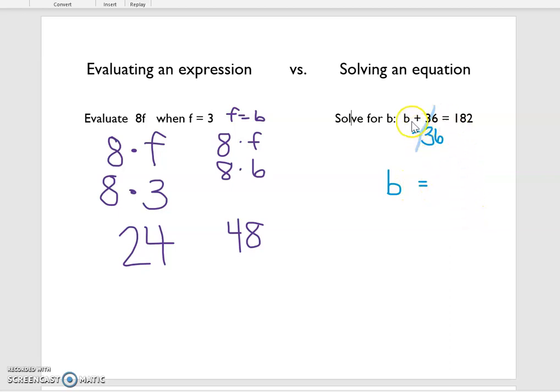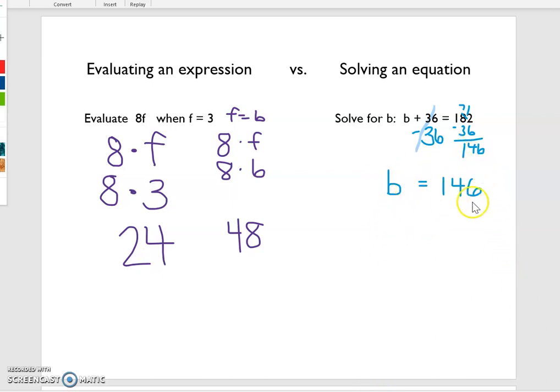If I subtract on the left side of the equal sign, I'm also going to subtract on the right side. So I will subtract 36 from 182. This tells me that b is equal to 146 in order to make this equation true. I would suggest as we continue practicing this that you check your answer.